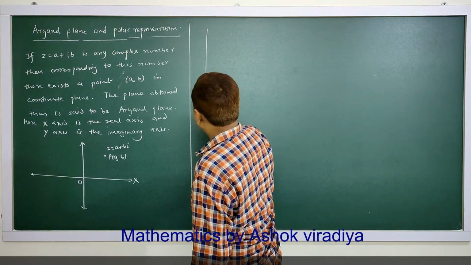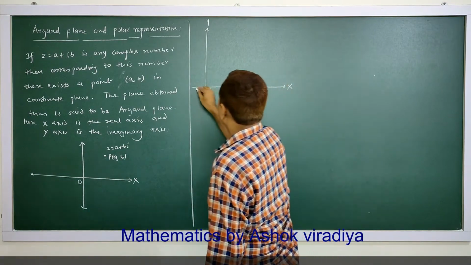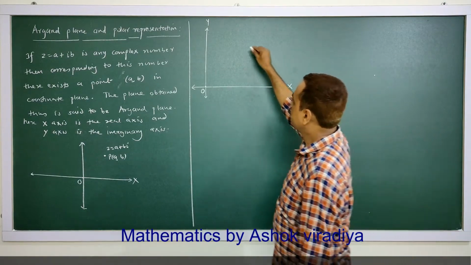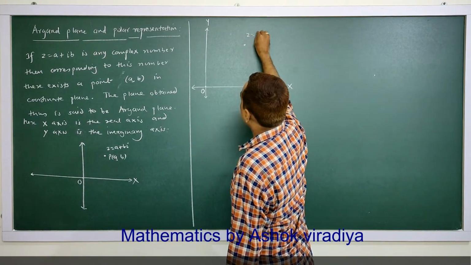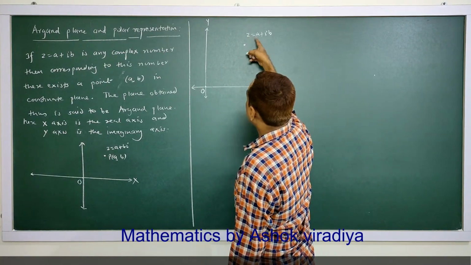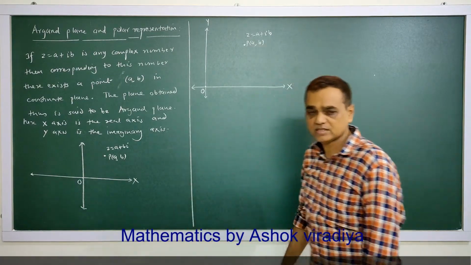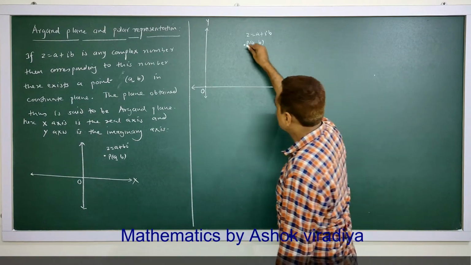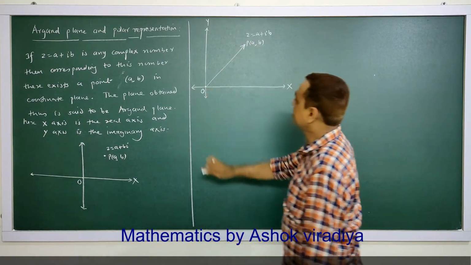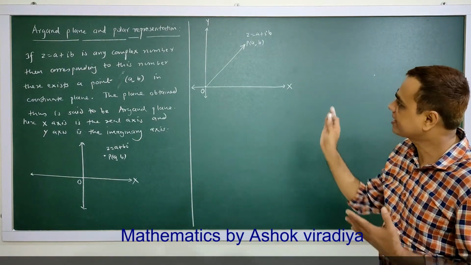Say this line is the imaginary axis, this line is the real axis, and this is the origin. For z equal to a plus ib, corresponding to z, this is a point whose coordinates are (a, b). Now, joining this point with the origin, this is a directed line segment OP, which shows a directed line segment.